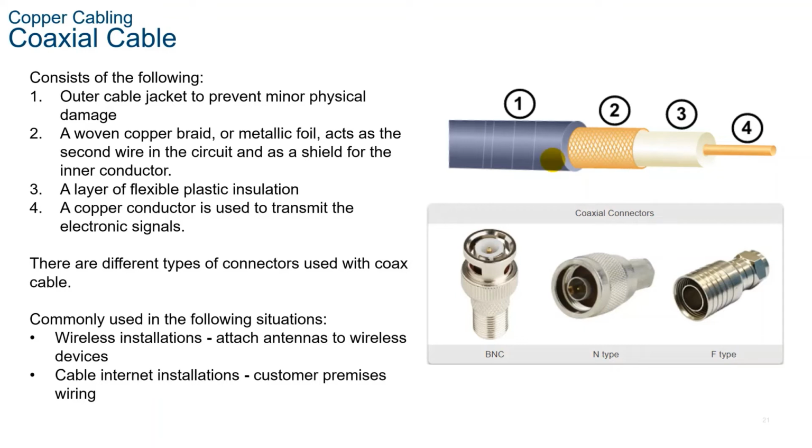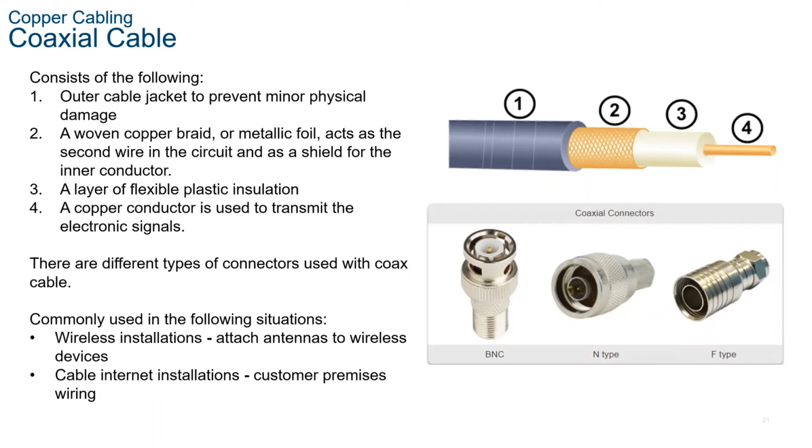There are different types of connectors used with coaxial cable. The Bayonet Neill-Concelman, or BNC, N-type and F-type connectors are shown in the figure here. You've got the BNC connector, you've got the N-type connector, and you've got the F-type connector.